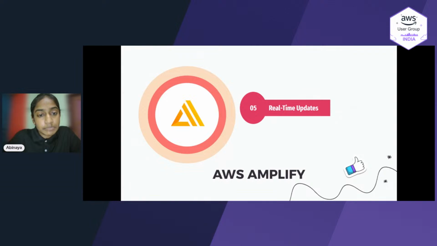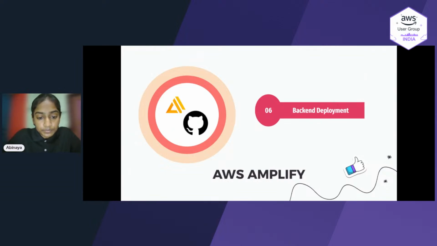And the real-time updates. AWS Amplify enables real-time updates in your application through its GraphQL API and the data store. This functionality allows your application and your end user to sync with the data. If a user is updating or deleting items, it will immediately reflect in your application. So it provides real-time updates as well.